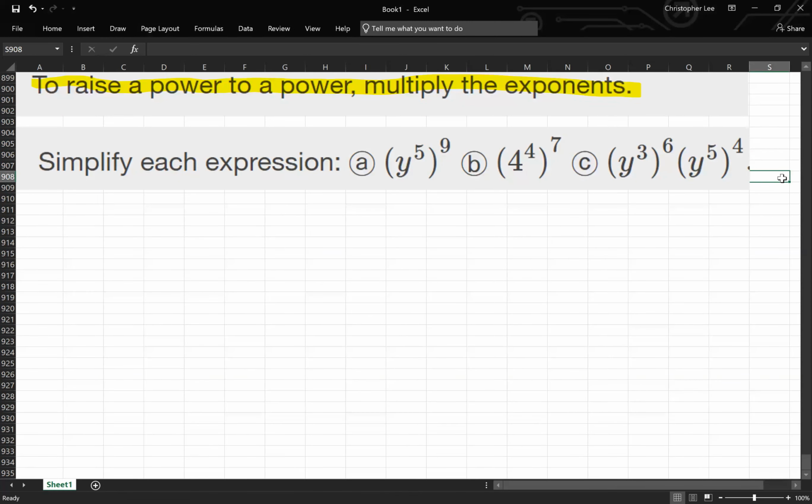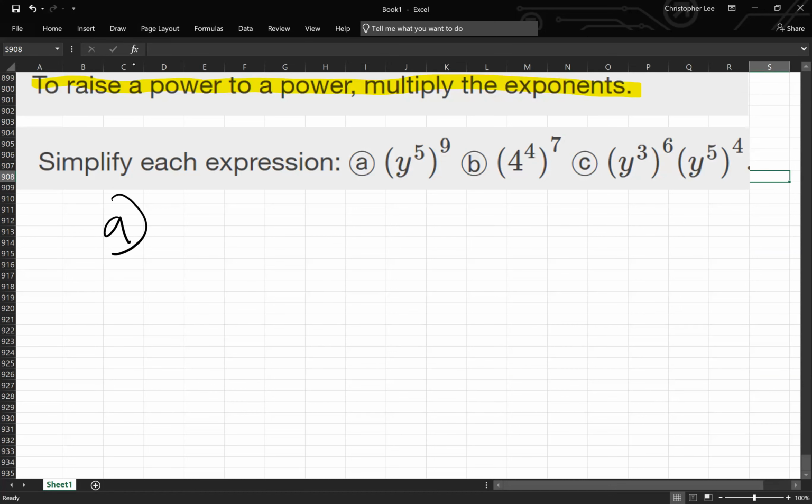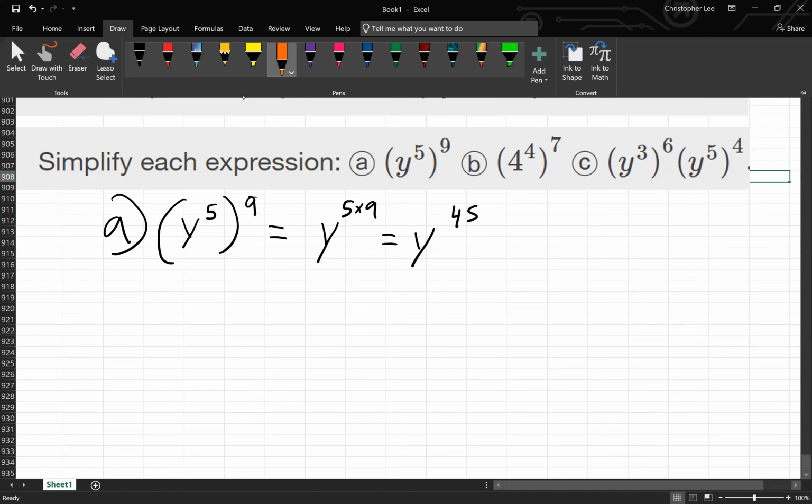It was easier. So okay, let's look at this, right? I remember this time. All right. So I got y to the 5th power raised to the 9th power. What's the answer? 5 times 9, good, which is y to the 45. Very good. All right, let's try B.